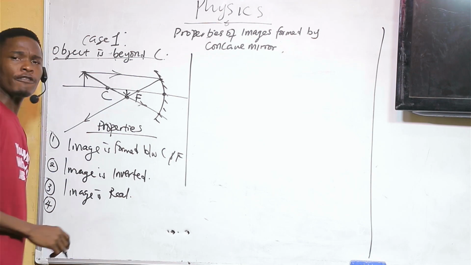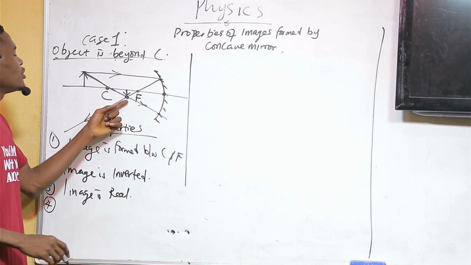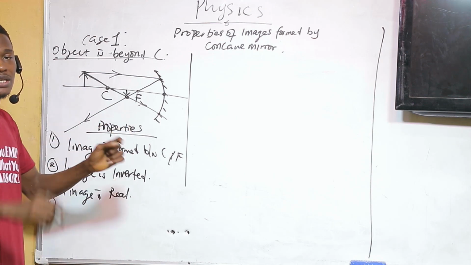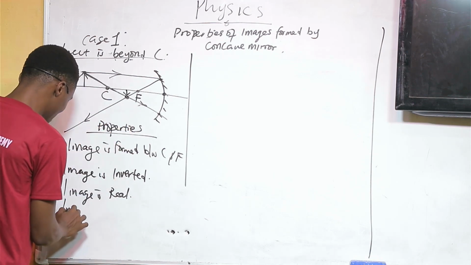Then number 4, of course, if you look at the object and look at the image, who is bigger? The object is bigger. So we can say that the image is diminished. So the image is diminished.